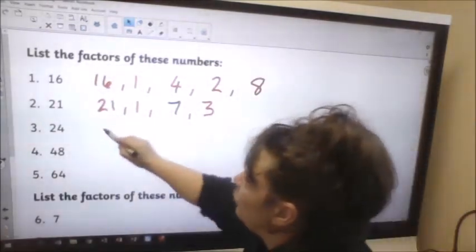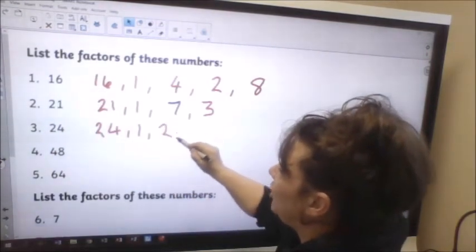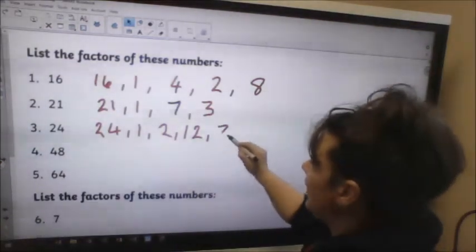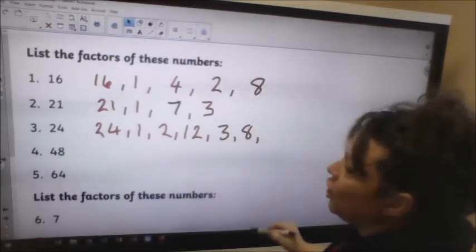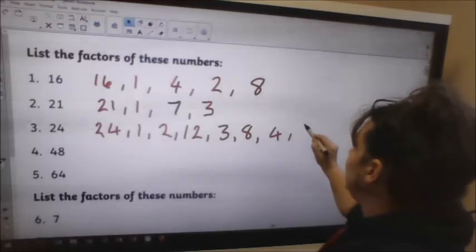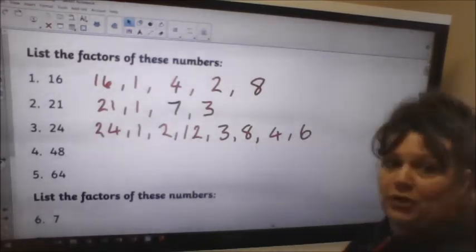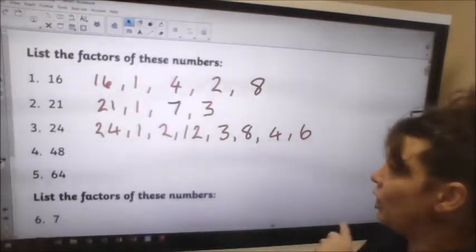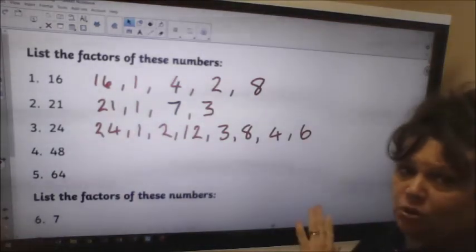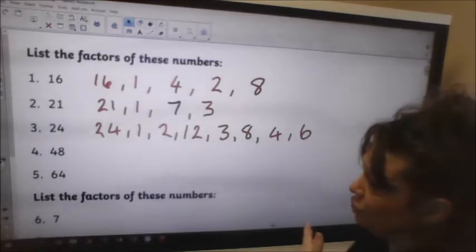24, well, we've got 24, we've got 1, we've got 2 times 12, okay. We've got a 3 times table and 8. We've got our 4 times table, and we've got our 6 times table as well. So lots and lots of factors for 24. So did you spot all of those? All right. It doesn't appear in a 5 times table or a 9 times table. Okay, nor 10s nor 11s.